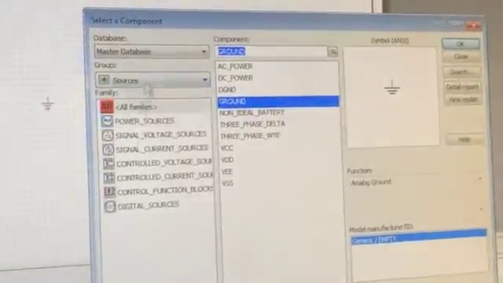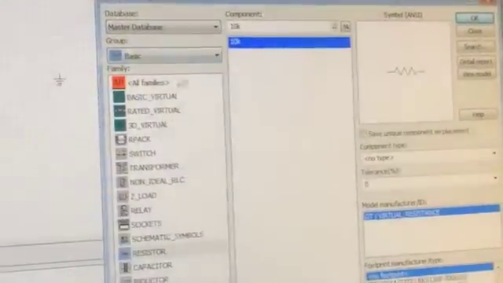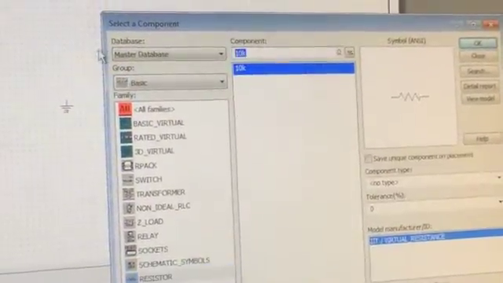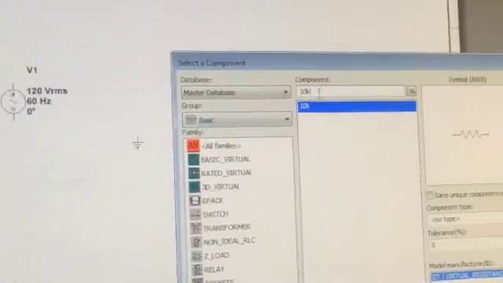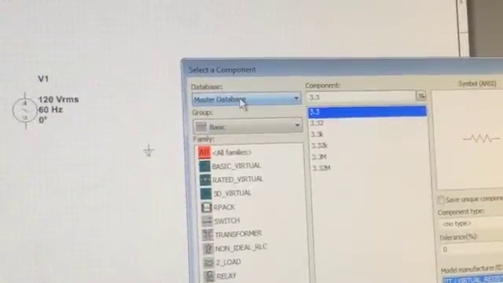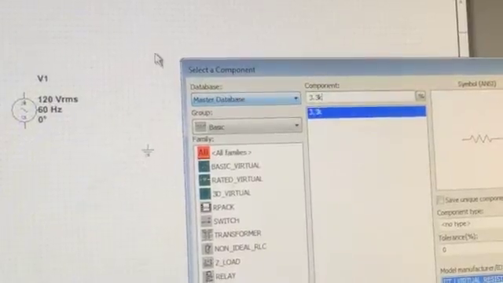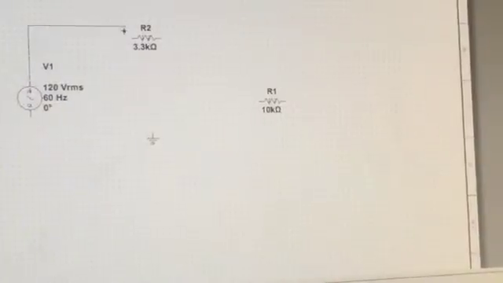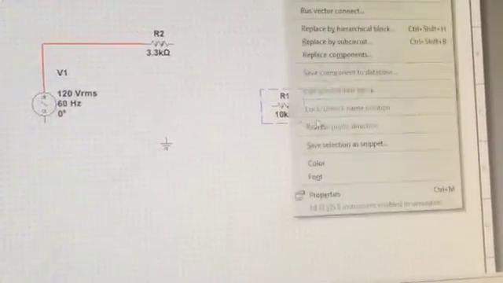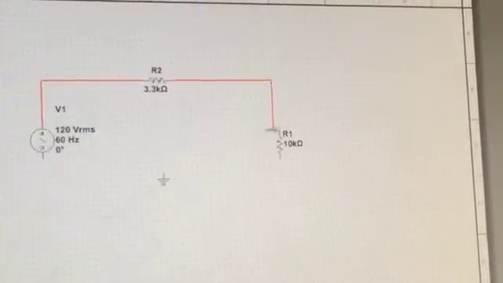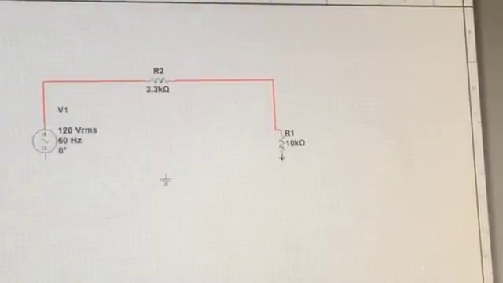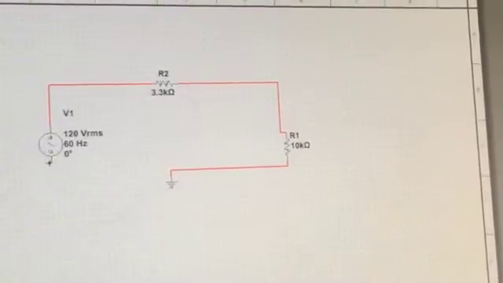And we have a couple of resistors that we already picked out. Our resistor values are 10k ohm down here, and 3.3k ohm here. And now we just need to connect these up like so. This is a series only circuit. We've got nothing at all in parallel.